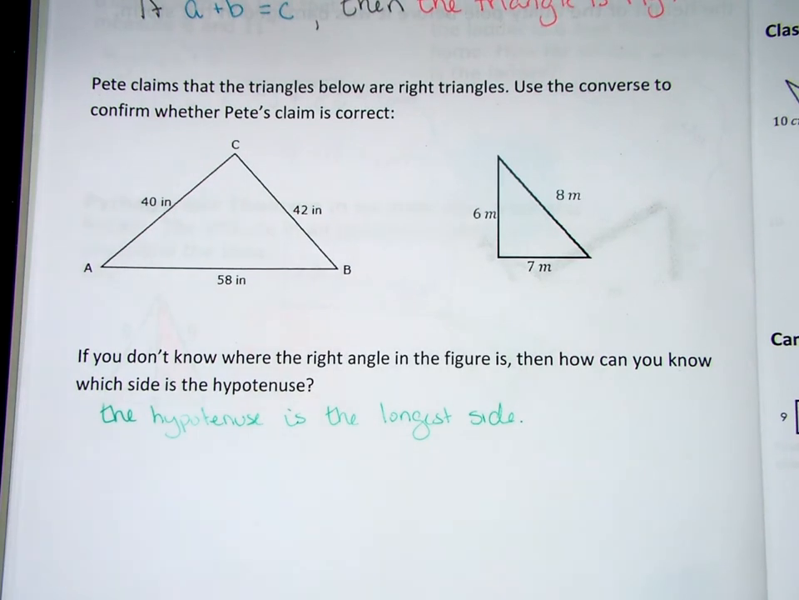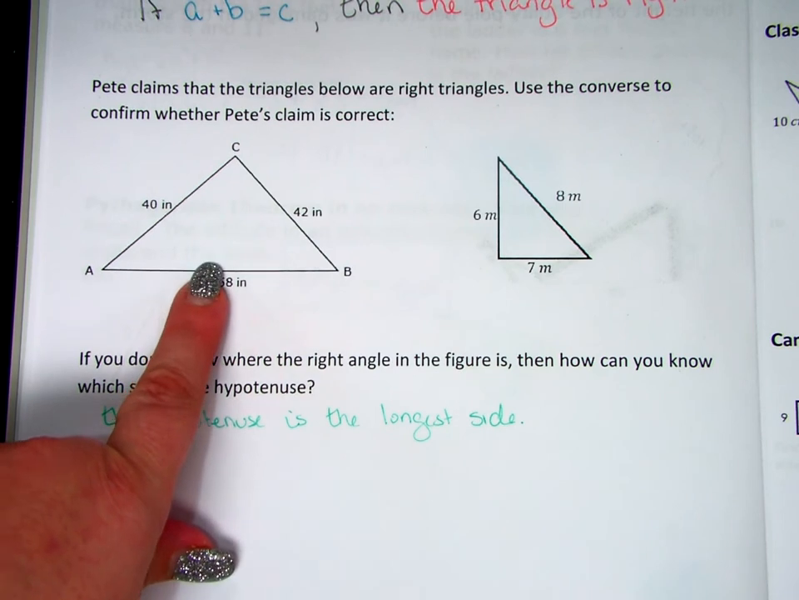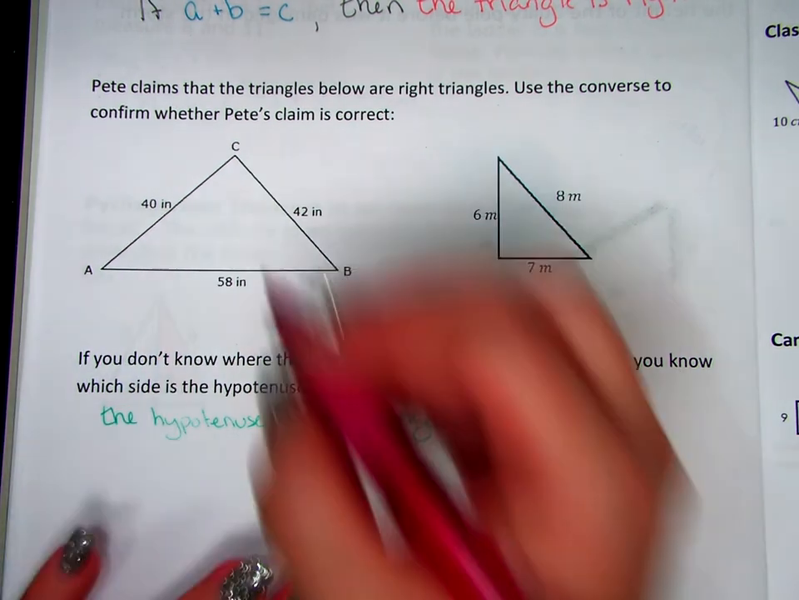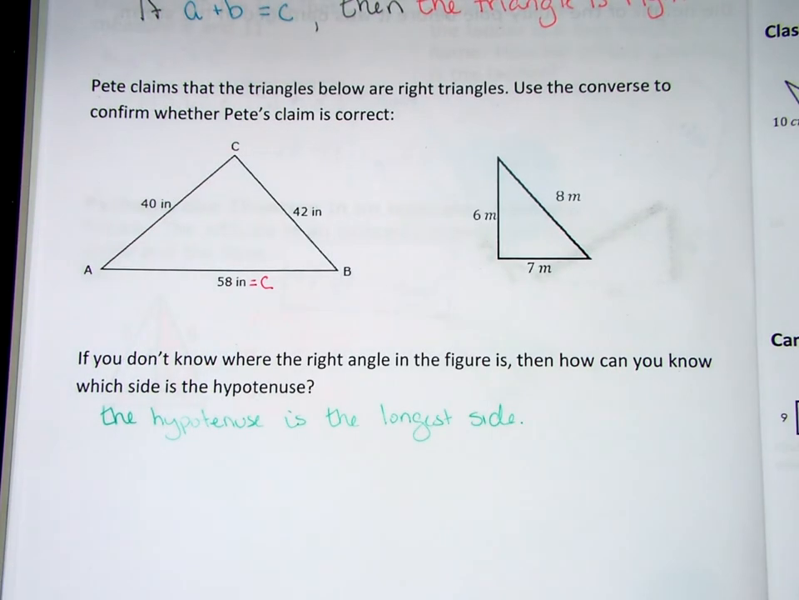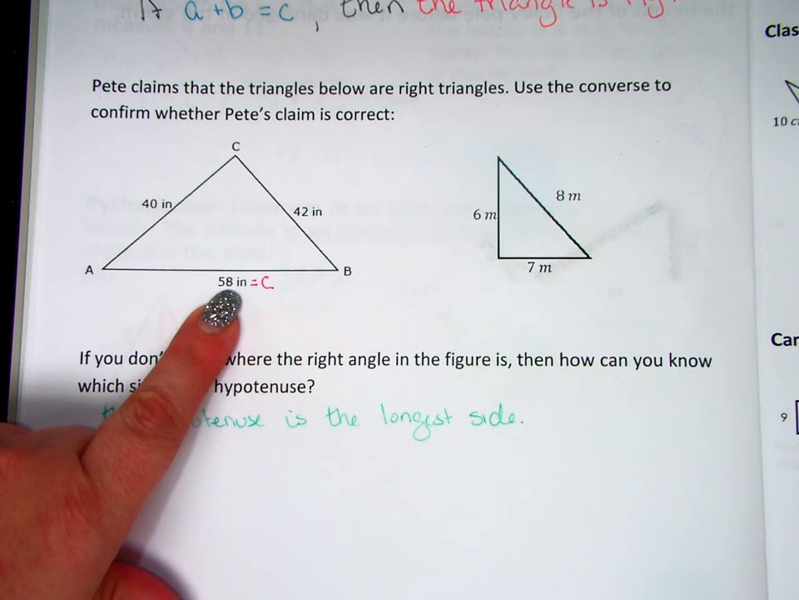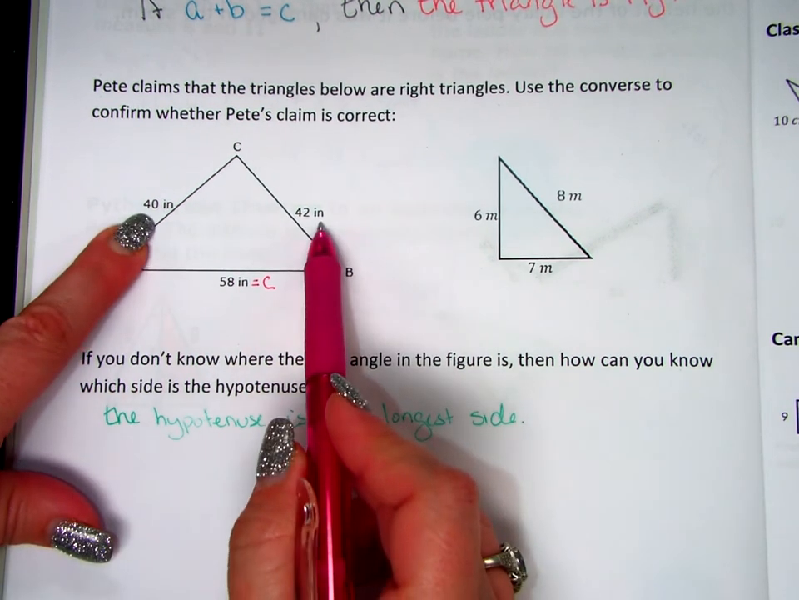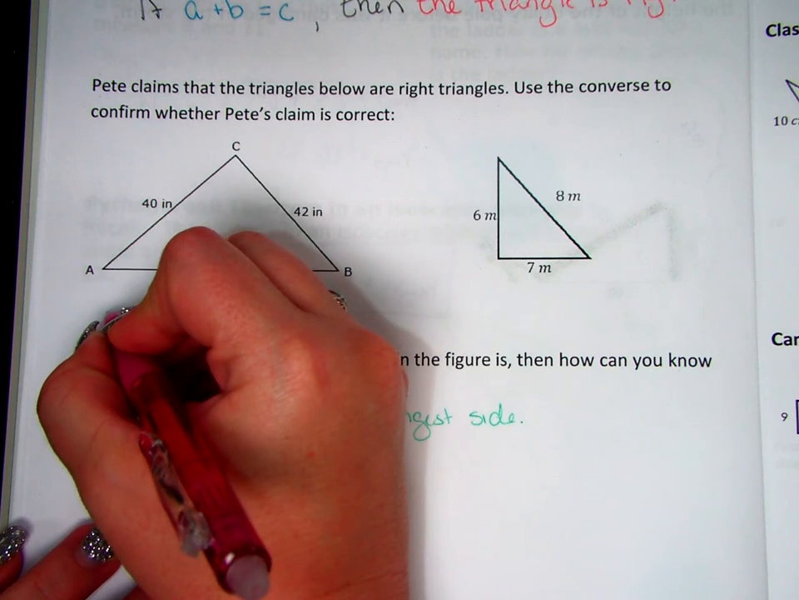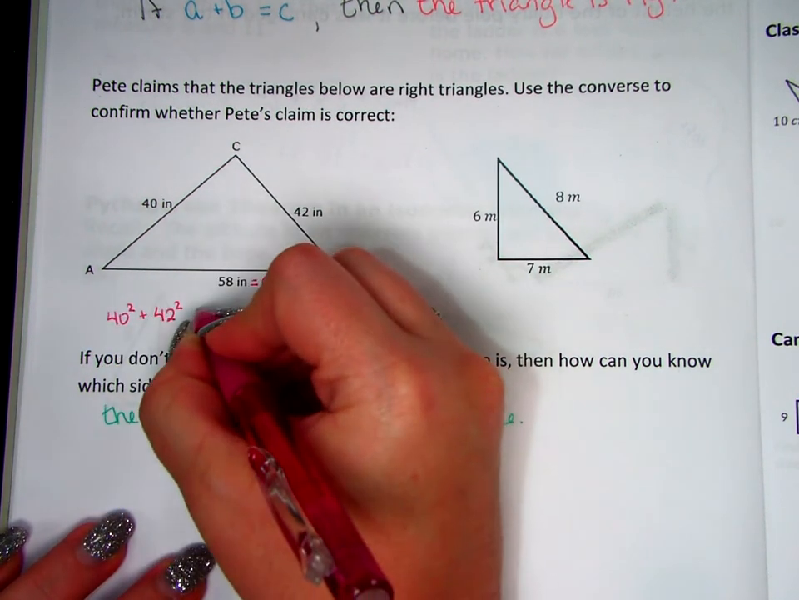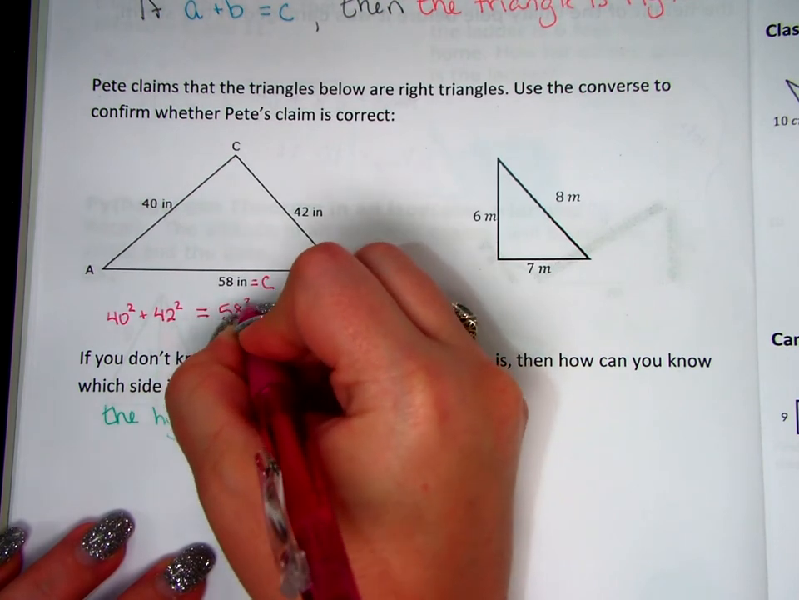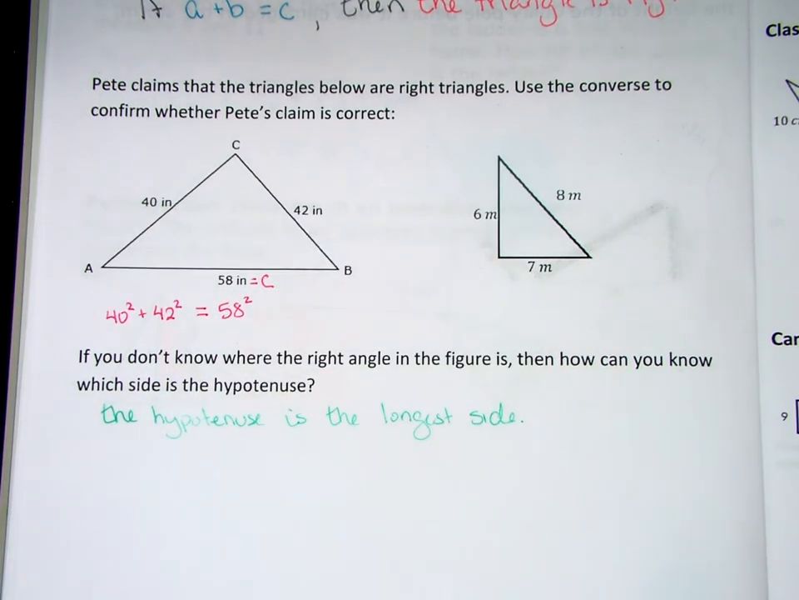Okay? So when I'm looking at this first example here on the left, we know that the 58 is the longest side, so that's the one we're going to test and see, is it a hypotenuse? Okay? So I'm going to check a squared plus b squared, does it equal 58 squared? These two are interchangeable, so it doesn't matter what order you put them in. So 40 squared plus 42 squared, does it equal 58 squared? And now we can just put that in our calculator exactly the way we see it, right?